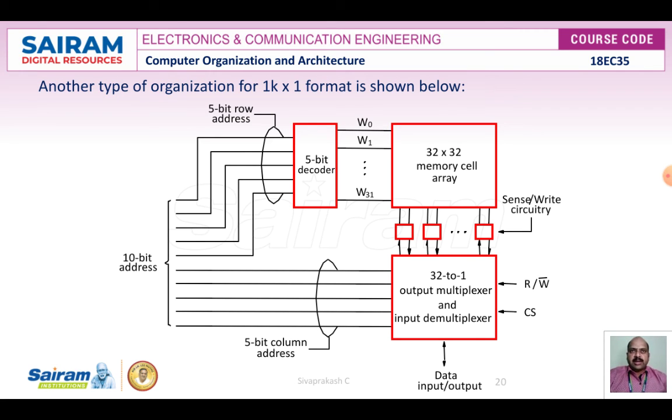Here a 10-bit address is needed. The required 10-bit address is divided into 2 groups of 5 bits each, 5 bits for row and 5 bits for column, to form a row and a column address for the cell array. A row address selects a row of 32 cells, connected from a 5-bit decoder, W0, W1, like that. 2 to the power of 5 is 32, so W0 to W31, a 32 cross 32 memory cell array is connected here, all of which are accessed in parallel. However, according to the column address, only one of these cells is connected to the external data line by the output multiplexer and input multiplexer.